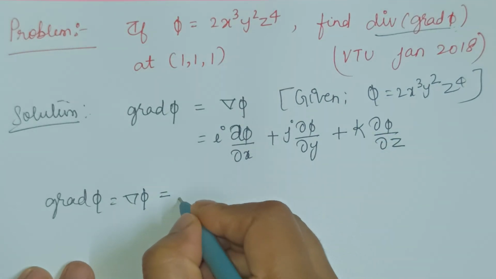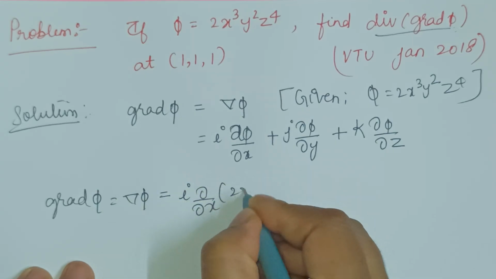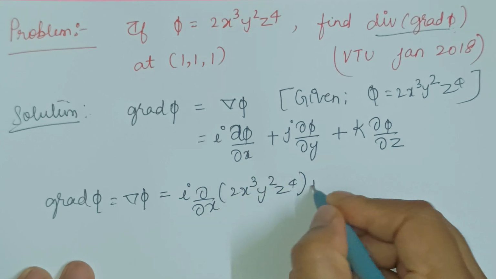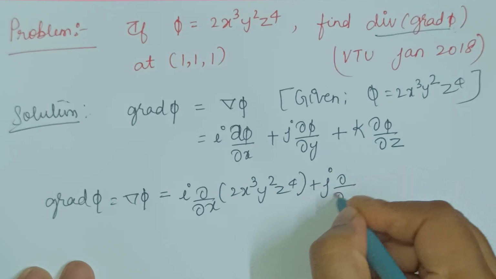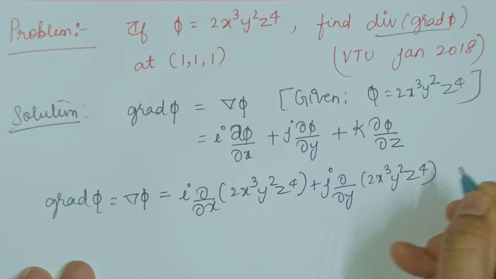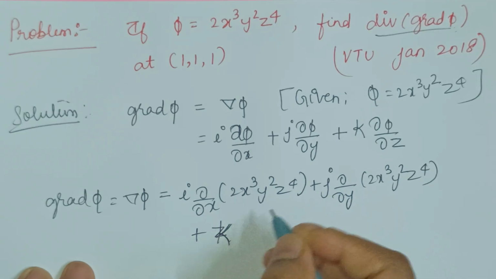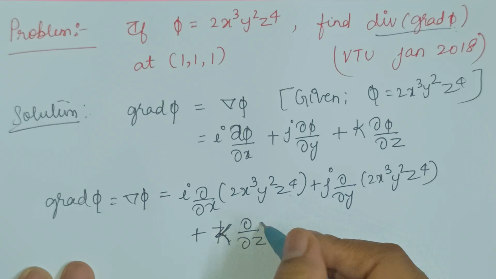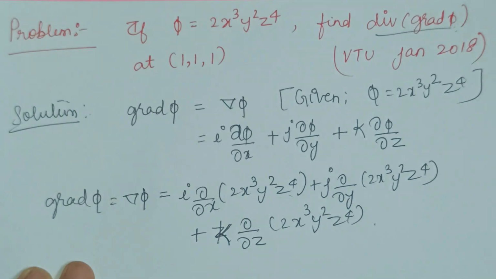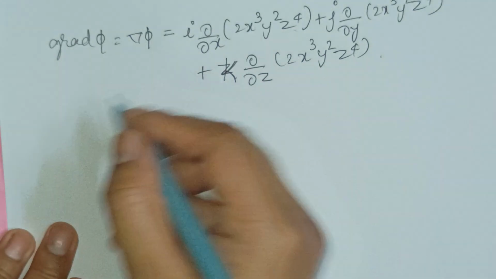So i times dou by dou x of 2x cube y square z to the power 4, plus j times dou by dou y of 2x cube y square z to the power 4, plus k times dou by dou z of 2x cube y square z to the power 4. Done.